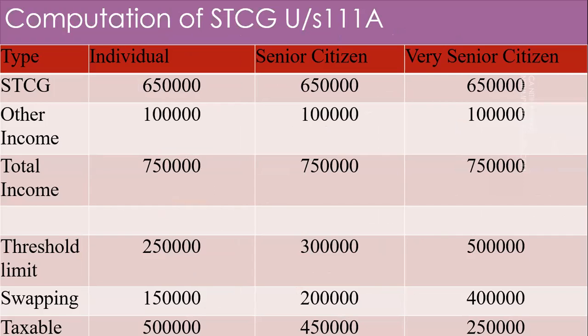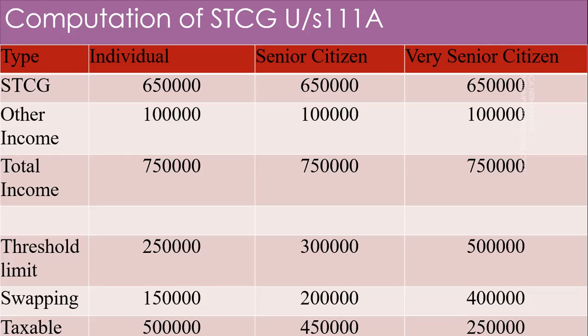Suppose I am an individual. I have a short-term gain under section 111A of 6,50,000. My other income is only 1 lakh. As my threshold is 2,50,000, I would be swapping 2,50,000 minus 1 lakh; 1,50,000 would be available for swapping. So my taxable gain would be 6,50,000 minus 1,50,000, which is 5 lakh. That would be my taxable STCG, and the 87A deduction would also be available.